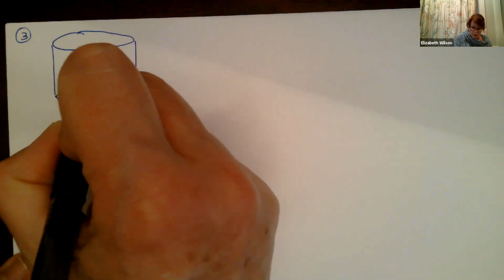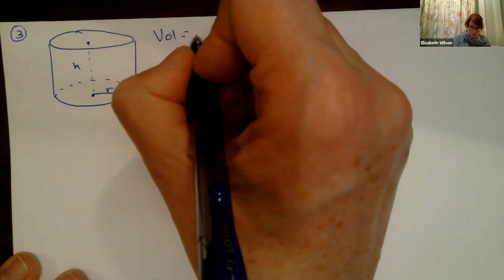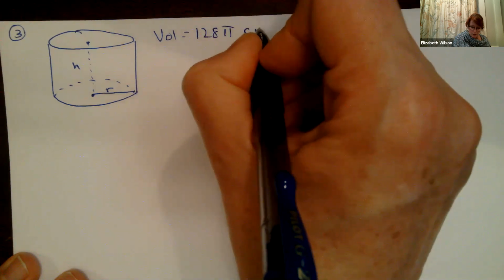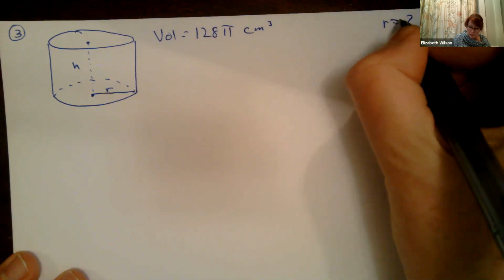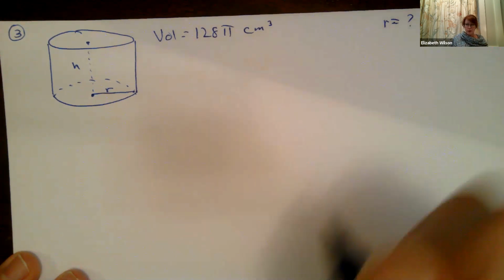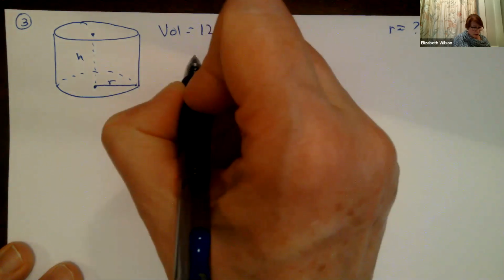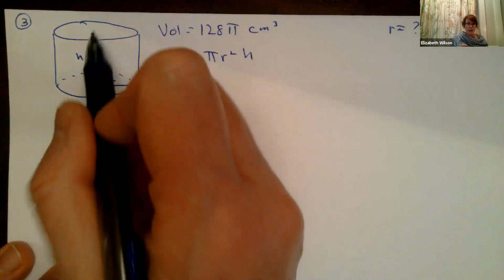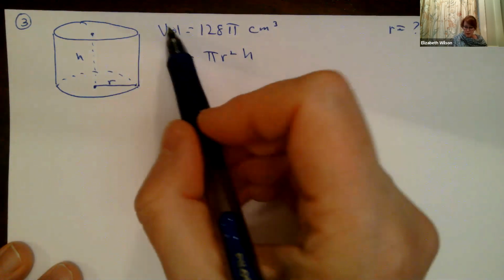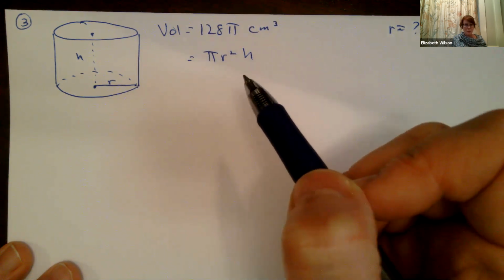So it just has a radius at the bottom, and of course it has a height. We're given the volume is equal to 128 pi cubic centimeters, and we're asked to find the radius and the height. I don't know anything except the volume. I also know the volume equation is pi r squared times the height, the area of the base times the height. So I'm going to exploit this to solve for one variable in terms of the other, and then plug it back in.